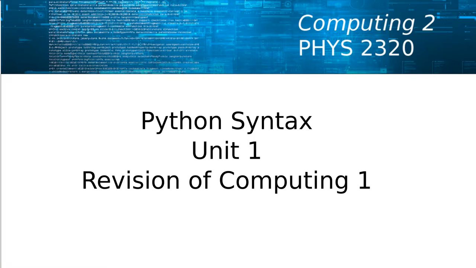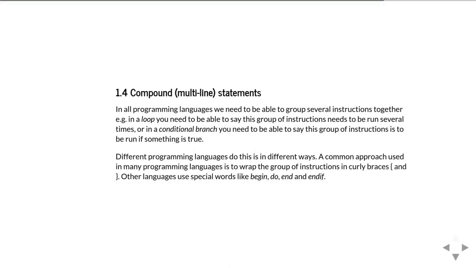The final part of this video then is the compound or multi-line statements. So these are things like branching statements, ifs, and loops like for and while. So in all programming languages, you end up having to identify a group or a block of instructions that need to go together and form a unit somehow that's going to be executed all together. So in some programming languages, this is done by putting curly braces at the start and the end of the set of instructions that go together. Some languages use words like begin and do, and finish it with end or end if or things like that.